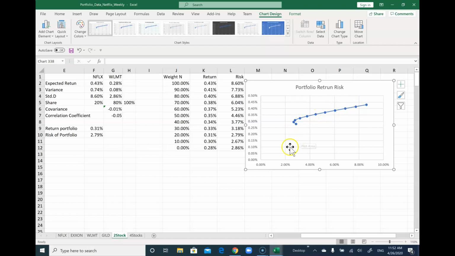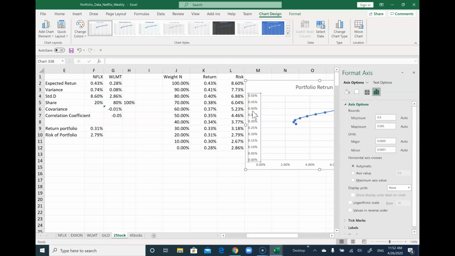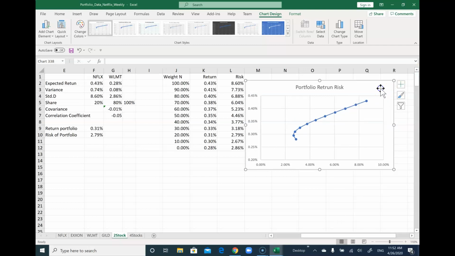This doesn't look the best because the y-axis variable has too much variance. So I will just change the range of the y-axis variable. Because most of the change is within 0.2% and 0.43%, I will just change the minimum value to 0.2%. Okay, then you can see a better chart.